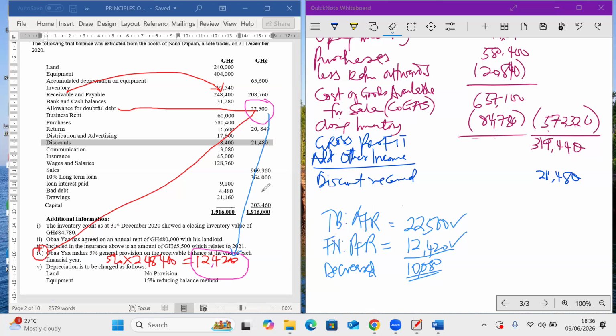So has the business gained money or lost money? Gain. If the business has gained money, which side of the account do we record gains, debit or credit? Credit. We record it as income. So we will say decrease in allowance for receivables, 22,500 minus 12,420. How much is it? 10,080. It's a gain. If it's a gain, you add it to other income.